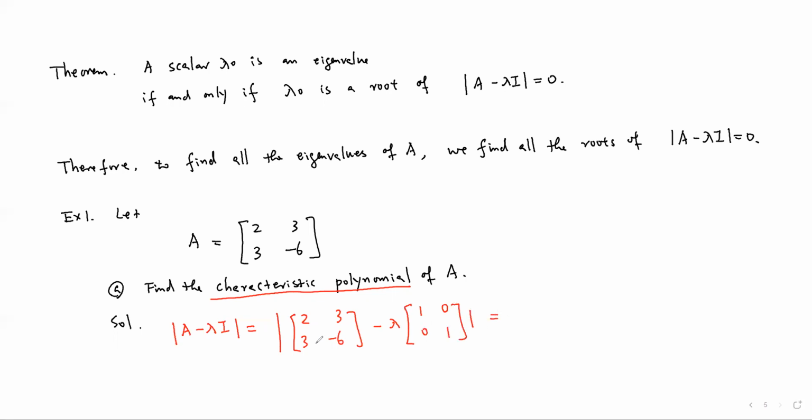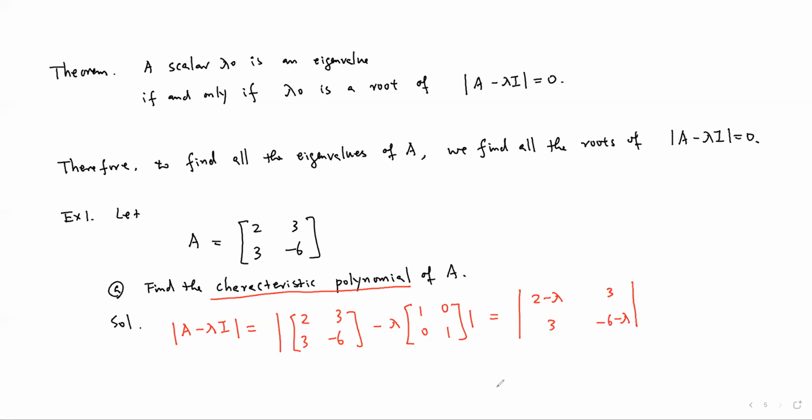A matrix minus a scalar times a matrix. It is 2 minus lambda, right? 2 minus lambda times 1 is this. 3 minus lambda times 0. So number 3. 3 minus lambda times 0. Number 3. Negative 6 minus lambda times 1. Determinant.